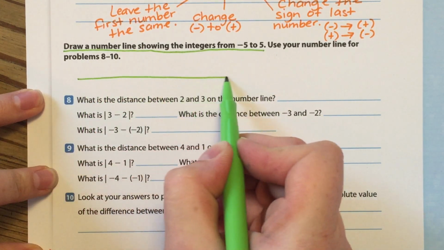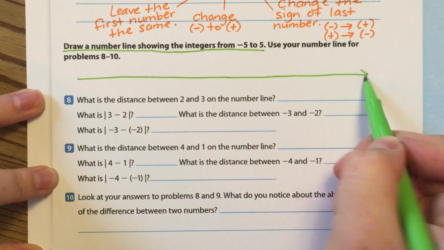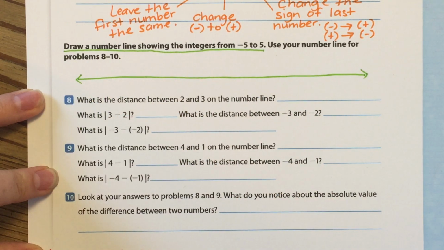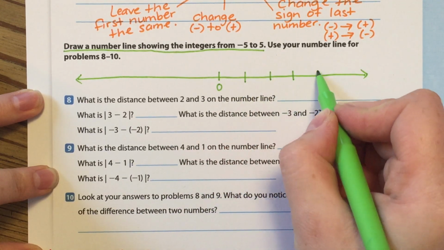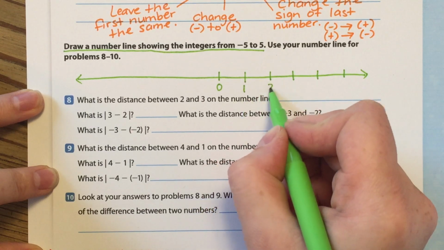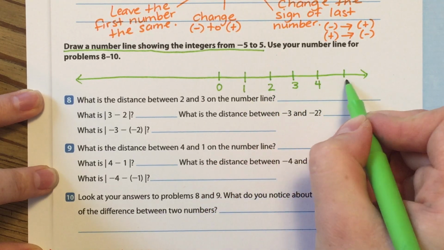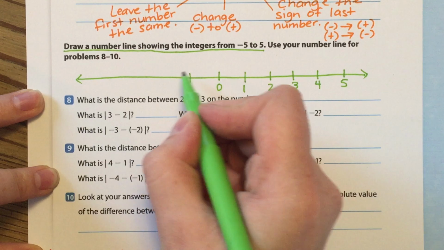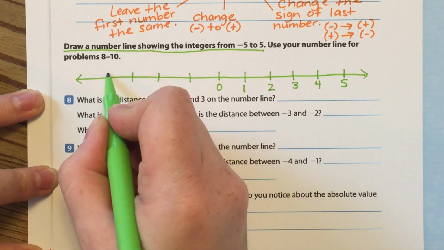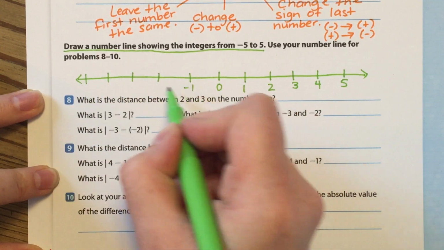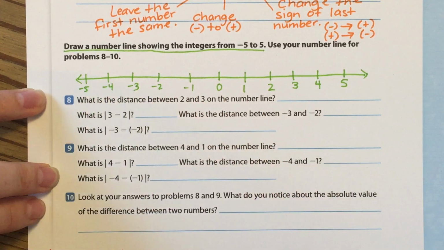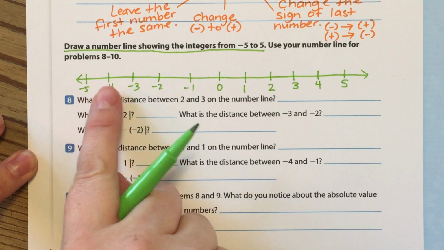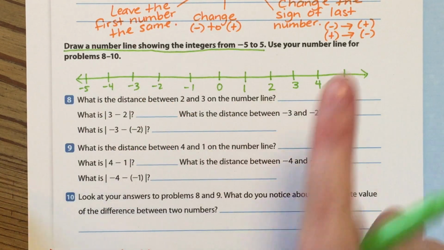So give yourself a nice long horizontal line. Let's put 0 right in the center. We're going to count 5 to the right, and 5 to the left. Don't worry if they're not exactly evenly spaced. If you've got something like this, that's good enough.